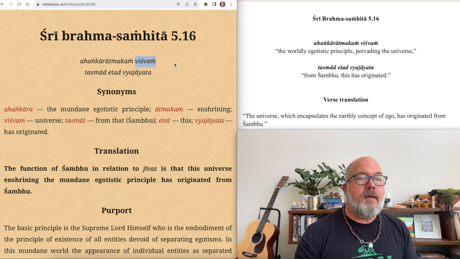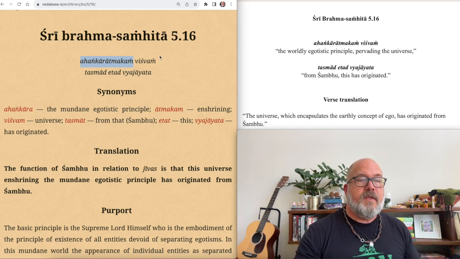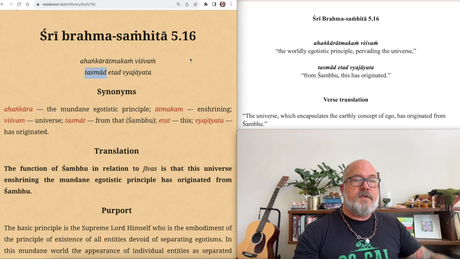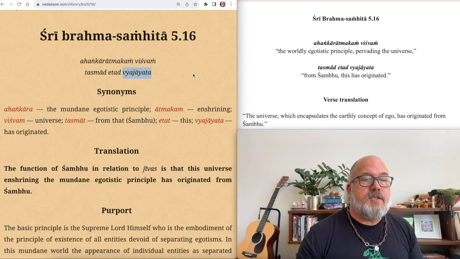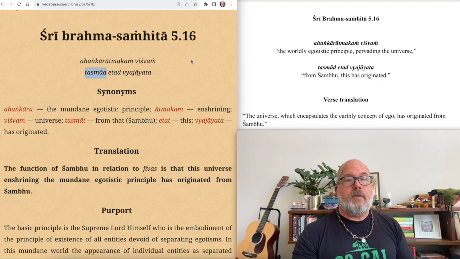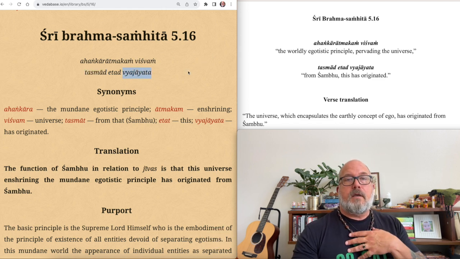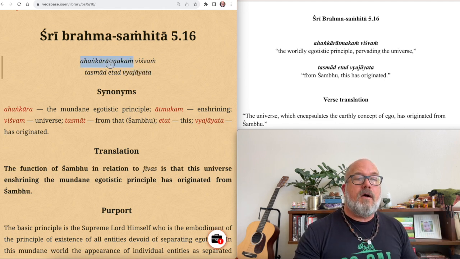Ahankaratmakam Vishvam Tasmad Etad Vyajayata. And that means Ahankaratmaka, the embodiment of the ego principle, all pervading. Tasmad, that person, Vyajayata, has originated from. So that person who is Shambhu has manifested or originated the Ahankara principle.